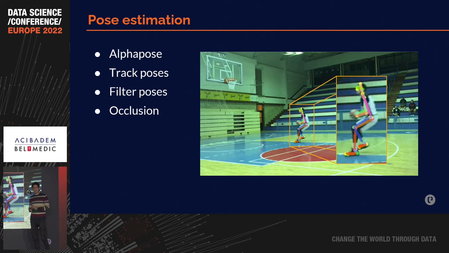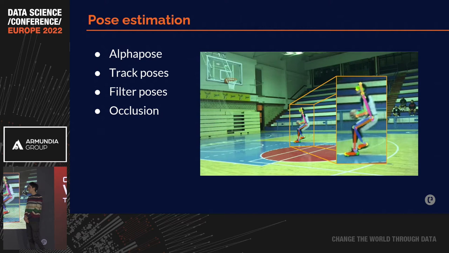Since many videos contained multiple people, as you can see here, some spectators, the poses of those spectators are also found, and we needed to filter those poses. The player's pose is considered to be the most dynamic one.